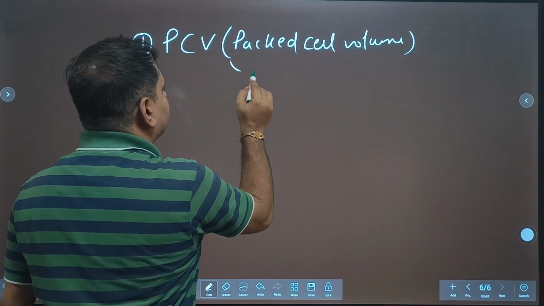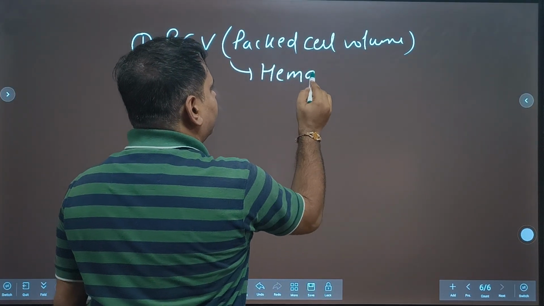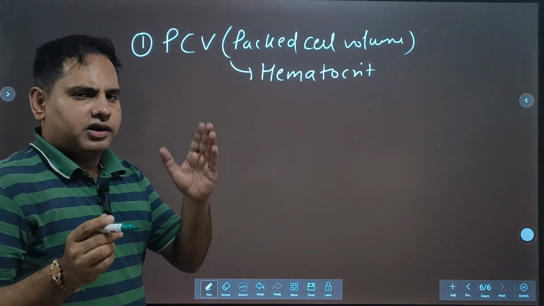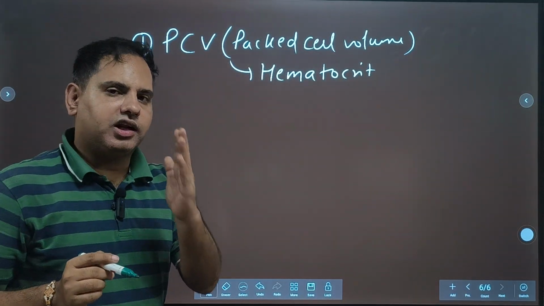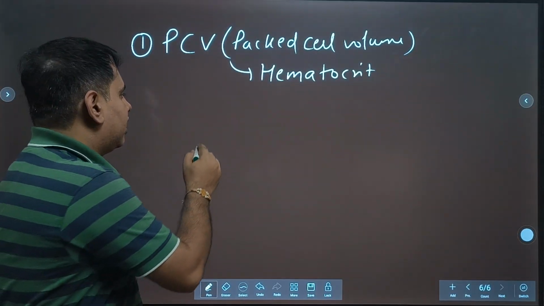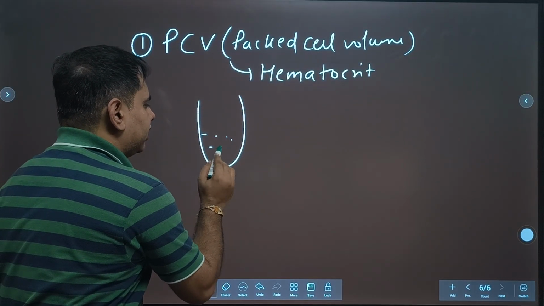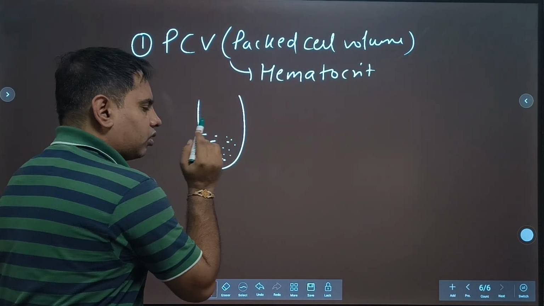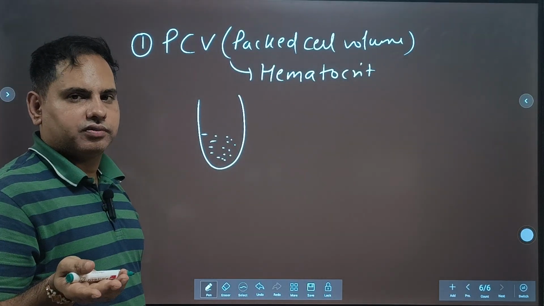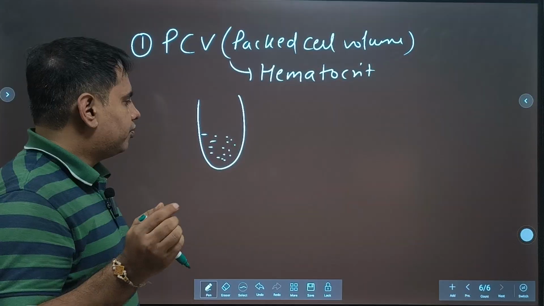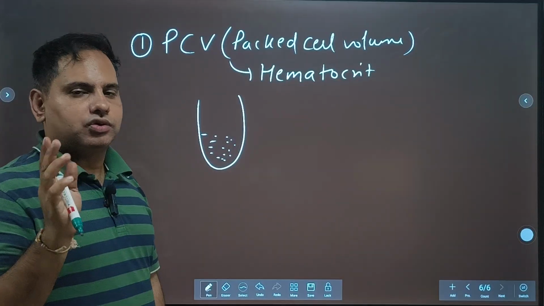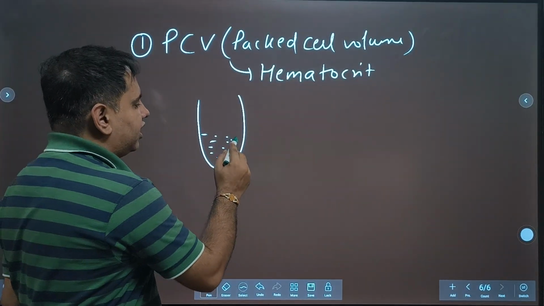Or we also call it hematocrit. So if you take blood in a tube, a tube which contains an anticoagulant. Otherwise, if you put it in a simple tube, your blood is going to coagulate. That is the intrinsic property of your blood. So if you are taking the blood in a tube which contains the anticoagulant, what will happen? Your blood will not clot, and you do the centrifugation.